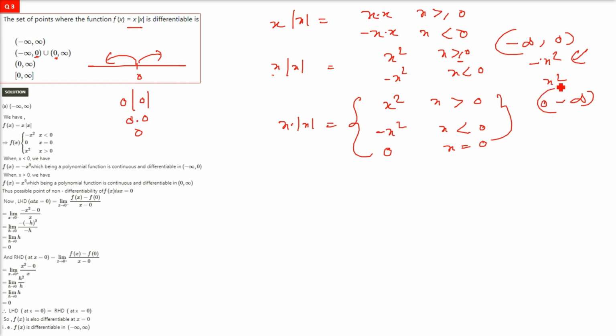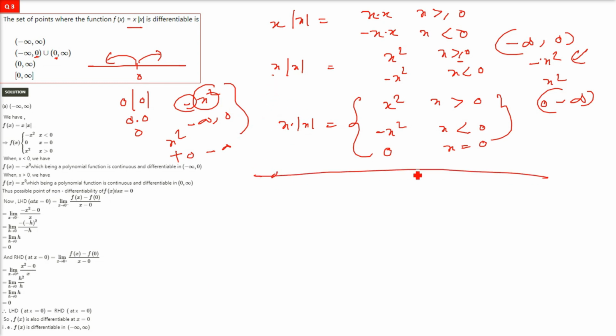So we have to check the continuity and the differentiability. We just have to check differentiability, because the question is not asking about continuity. This x square, from 0 to infinity, will always be positive. You put any value in x from 0 to infinity, it is always positive. On negative x square, if you put any value from negative infinity to below 0, it will always be negative. Right? So if you take a number line, negative infinity to 0 and 0 to plus infinity, this is all okay.